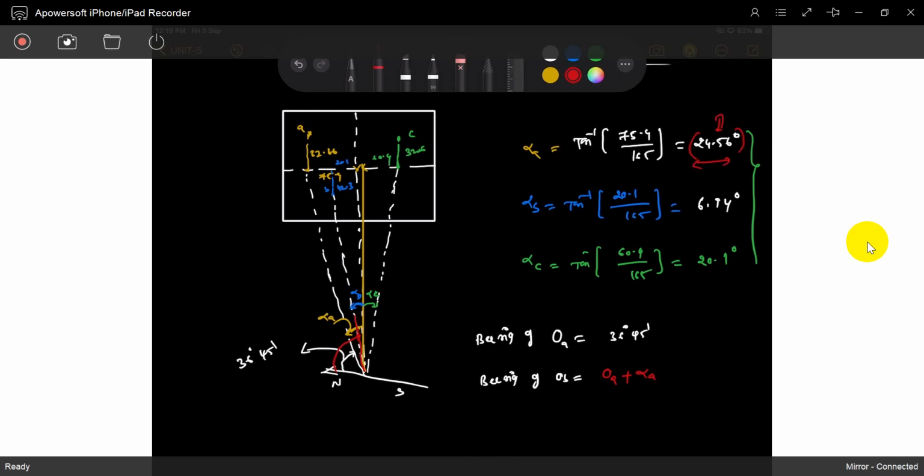Convert this into degrees and minutes: 26.4. So 0.056 degrees. One degree has 60 minutes, so 0.5 degree is 30 minutes. You will get 24 degrees 30 minutes. Maybe 31, 32 minutes are there. That's it, now add it.